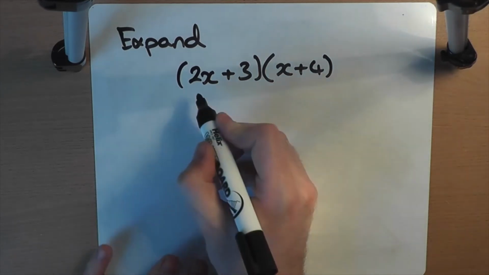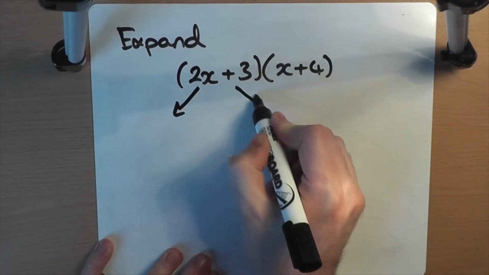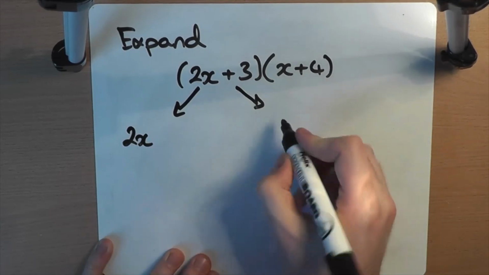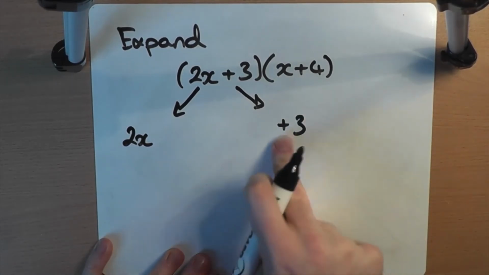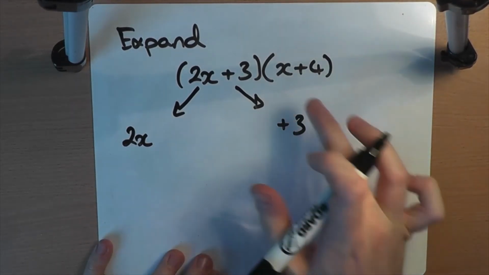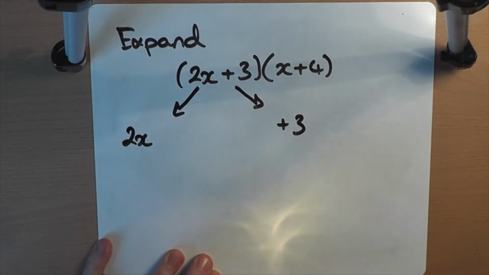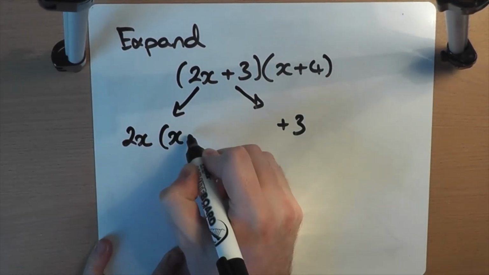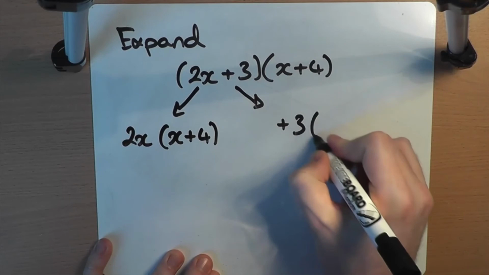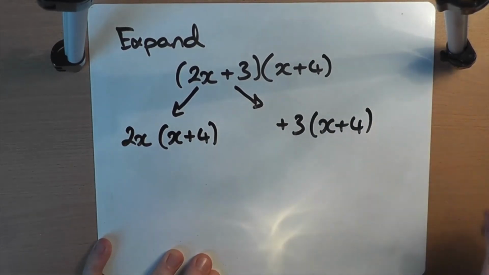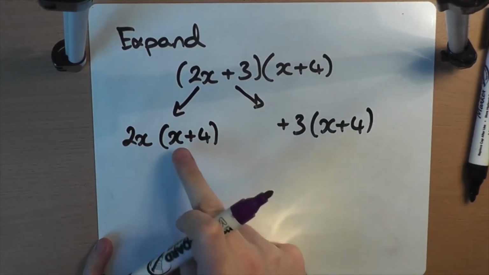First thing we're going to do, we're going to split that first bracket into two. We're going to have the 2x over here, and we're going to have the plus 3 over here, noticing again that we're keeping the sign as is. The second bracket is going to slide into place comfortably next to the two things we've just written down, so the x plus 4 over here, and the x plus 4 again over here. We're going to expand each of those one at a time. We're going to start with this one over here.